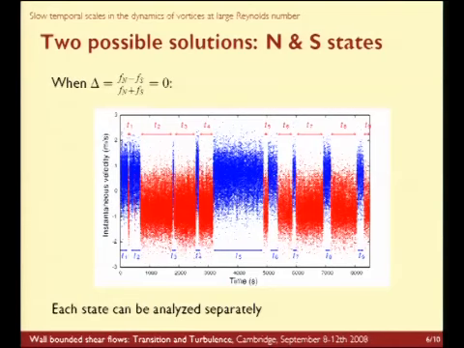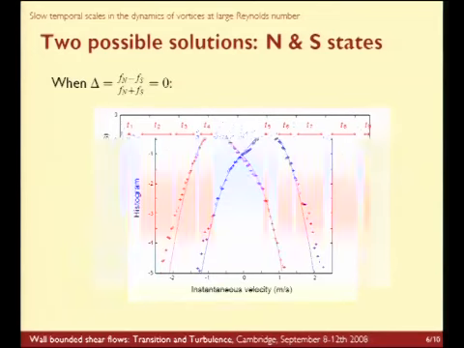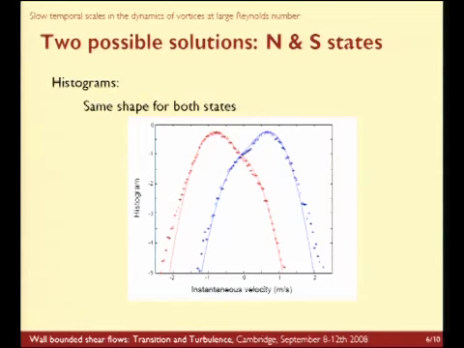Okay. Then why is there this M shape in the system? Well, we can separate the south and north state by applying a low-pass filter, and we can compute the PDF of each state separately. And then what we recover is that each state has a different PDF.